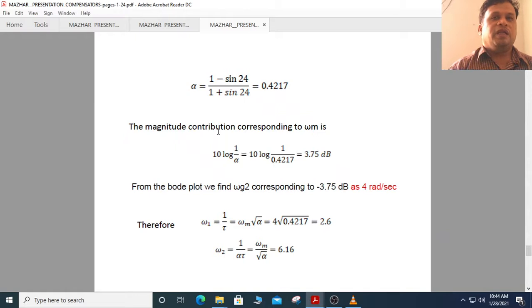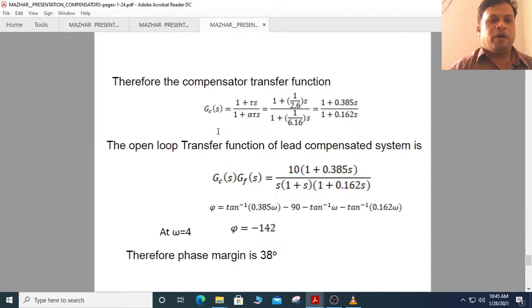per second. Therefore, omega 1 is equal to 1 by tau, that is equal to omega m into root alpha, that is equal to 4 into square root of 0.4217, that is equal to 2.6, and omega 2 is 1 by alpha tau, that is equal to omega m by root alpha, that is equal to 6.16. Now we have calculated two values, omega 1 and omega 2.